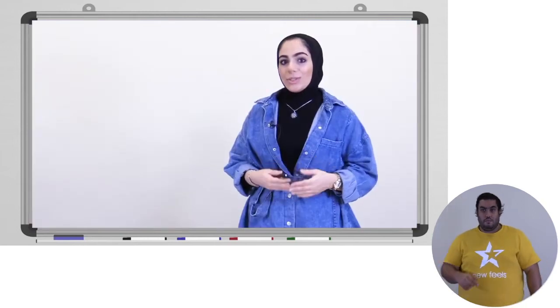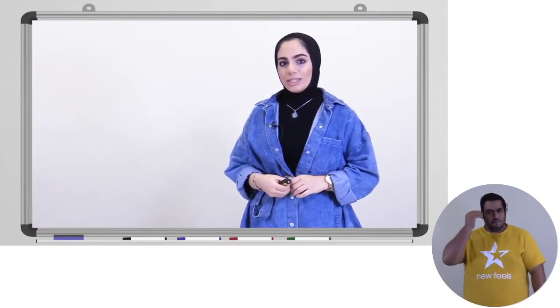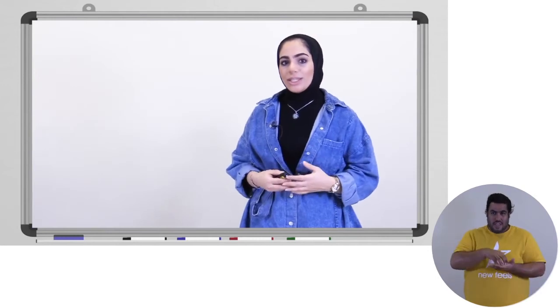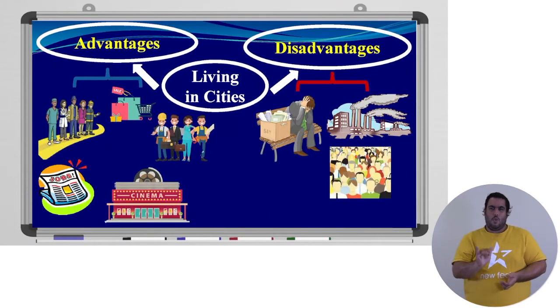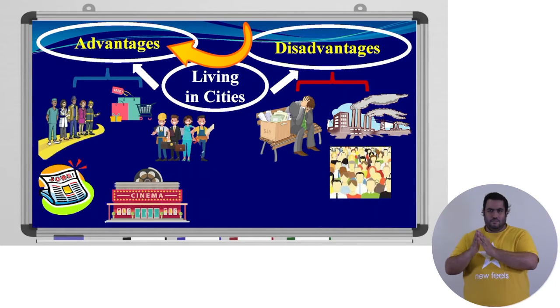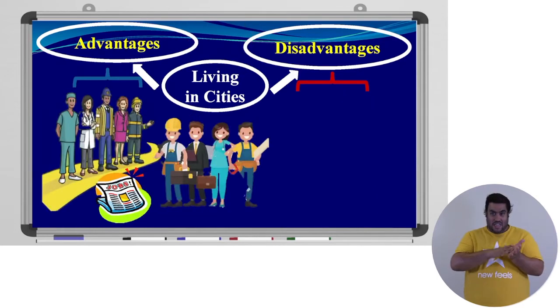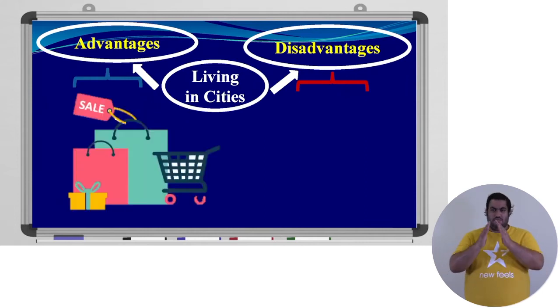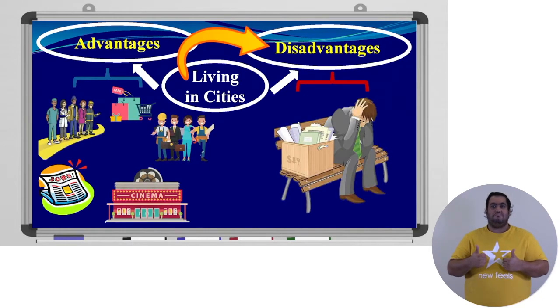And when we want to specifically talk about living in the city, it may have advantages and disadvantages. Before we list them and write them down, let's look at the pictures here and try to figure out the advantages first. You can see here people wearing different kinds of outfits. They have different kinds of jobs. You can see here a cinema or a movie theater. Also, shopping. And when we see pictures about the disadvantages, here are a few.